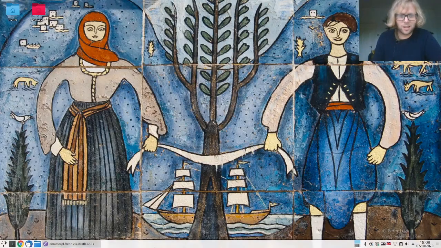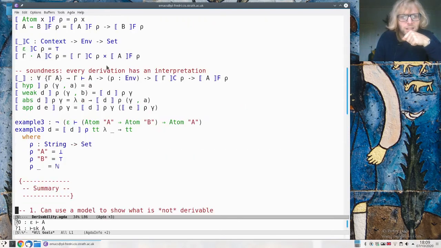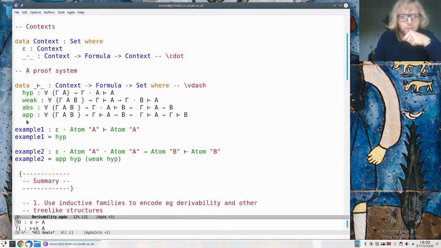Hello again. In this last part on using inductive families to do derivability, we are going to look at how we can actually prove something about the proof system itself. So let's prove that we had this system up here, which was using variables or hypothesis and abstraction.